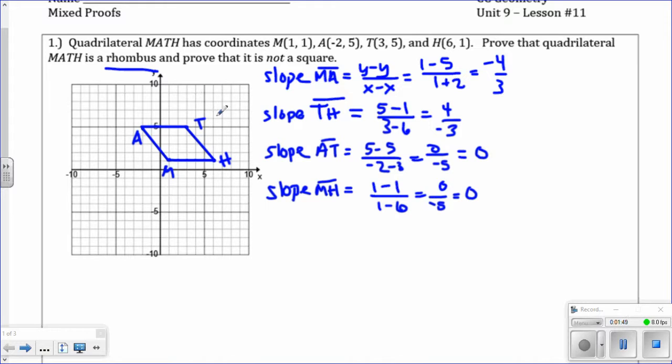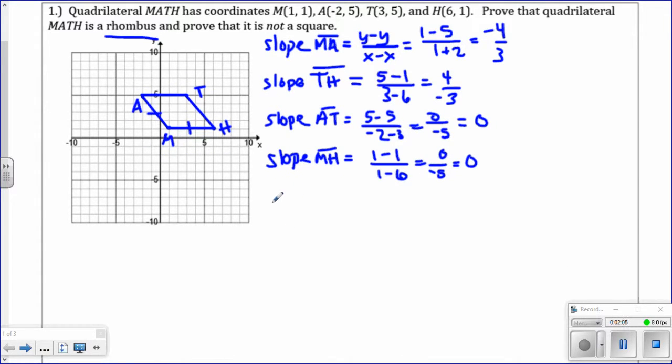Remember, we're proving it's a rhombus, so we have to think, what makes a rhombus different than just a parallelogram? Well, all four sides are congruent, but you only have to show that two sides are congruent. Two consecutive sides, those two sides next to each other. So I'm going to do AM and MH. How do I show that two sides are congruent? I would use the distance formula and show they have the same length.